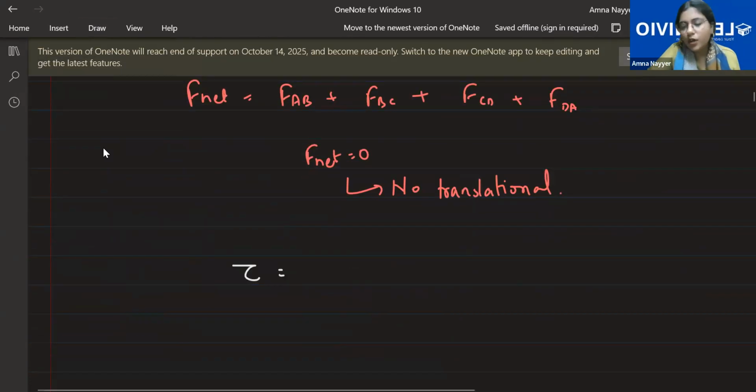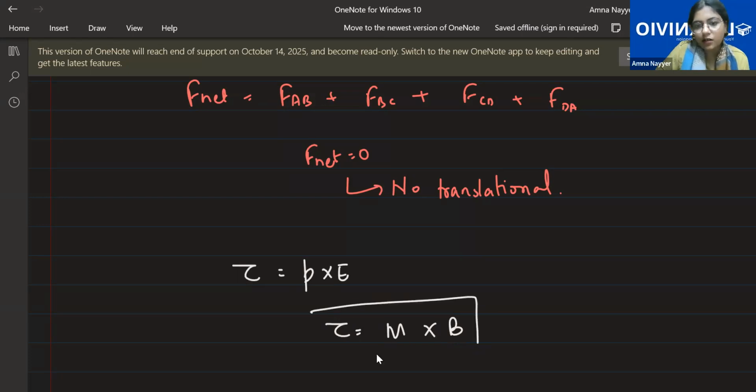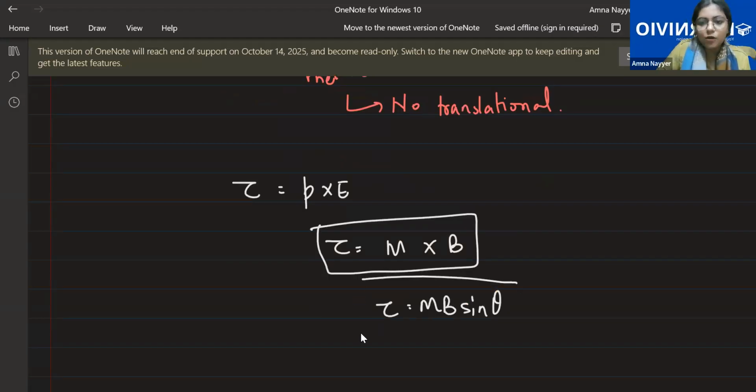Can you tell me one formula of torque from the electric field and charges? P E sin theta, exactly. That is P cross E. So write it in terms of magnetic field now. Electric dipole becomes magnetic dipole. Electric field becomes magnetic field. So torque equals M B sin theta. This is the formula.